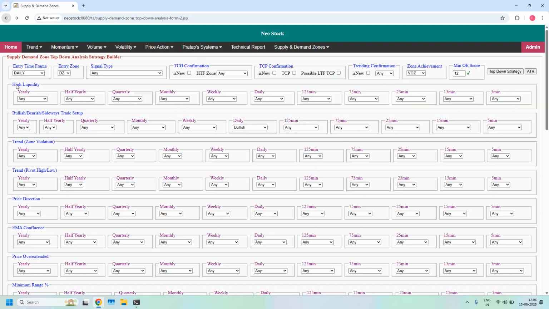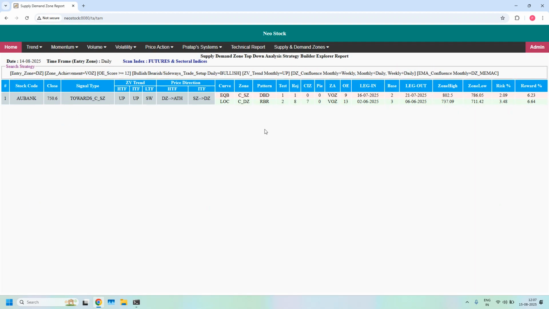So let's verify. In the EMA confluence at the monthly time frame, I am checking whether the monthly demand zone has monthly EMA confluence or not. At the same time, the trend on the monthly should only be uptrend, not sideways, because it is a bullish trade setup. Let's filter. So one stock is filtered. That way this daily demand zone might have a higher probability of success. Maybe that is the reason why it has already been tested 8 times. Now, is it going to work further?